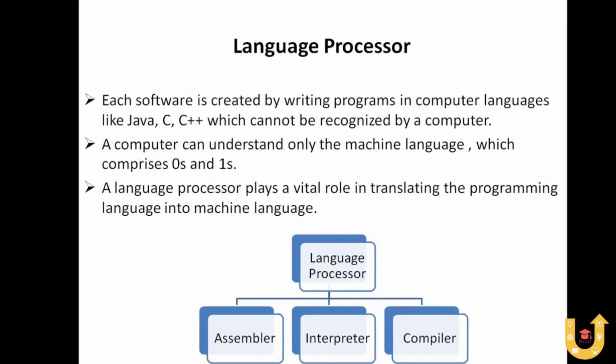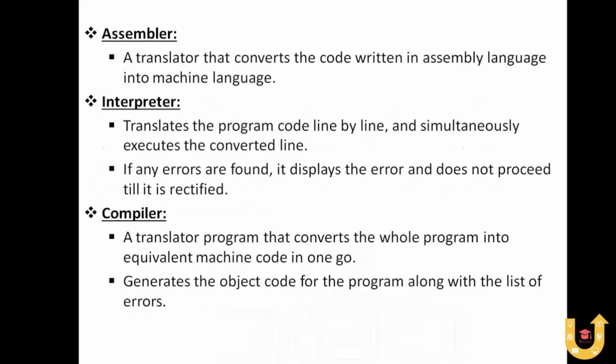It is of three types: assembler, interpreter, and compiler. We are just going to understand the function of each processor. Assembler is a translator that converts the code written in assembly language into machine language.